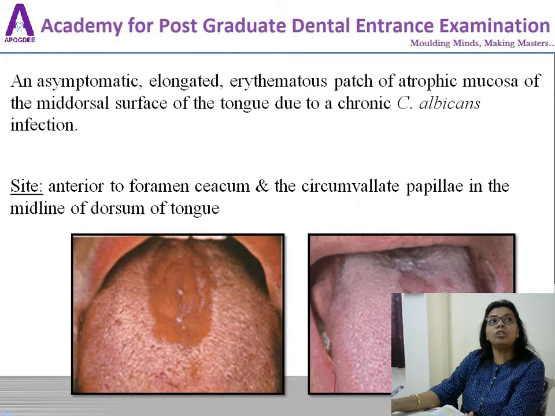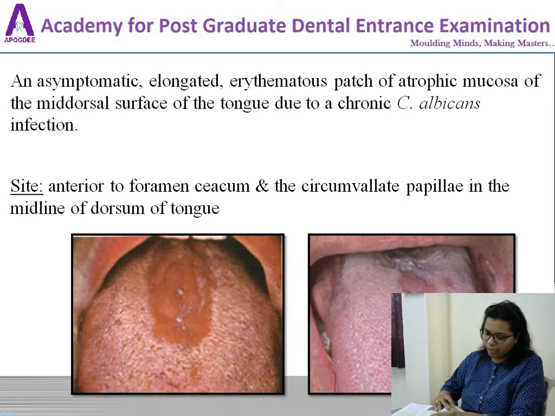So it is most commonly seen anterior to the foramen cecum, as you can see in the picture, and circumvallate papillae in the midline of the dorsum of tongue. Clear? So if they are asking about recent literature, obviously your answer will go as candidal infection is the thing which is causing the median rhomboid glossitis.